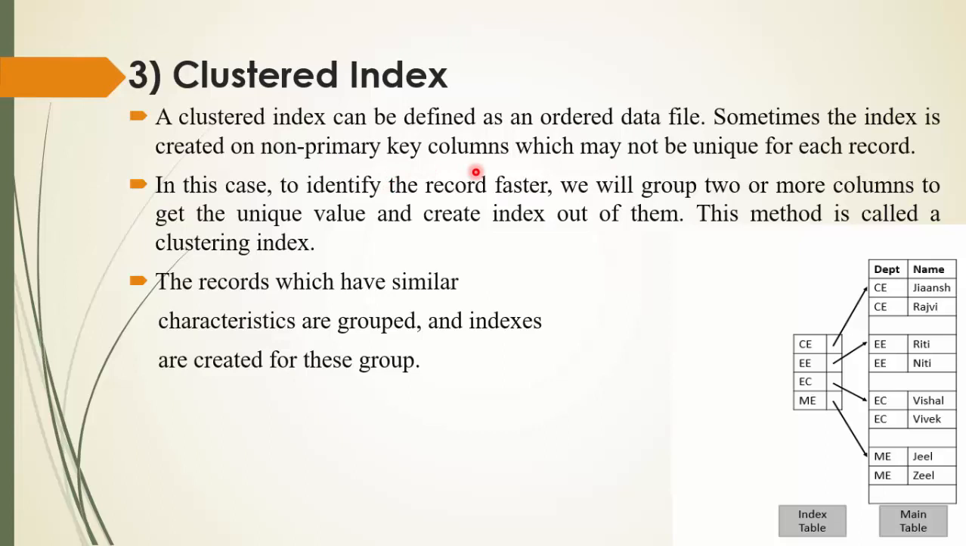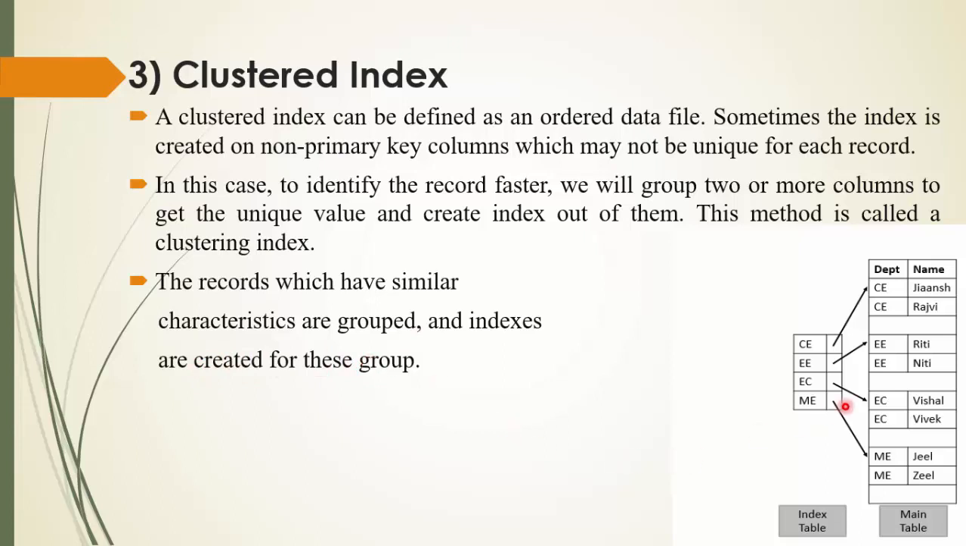Sometimes it may happen that we create an index on a non-primary key. Non-primary key means data are not unique. In this case, to identify the record faster, we group 2 or more columns to get a unique value and create an index out of them. So we are creating groups here. This method is called a clustering index.